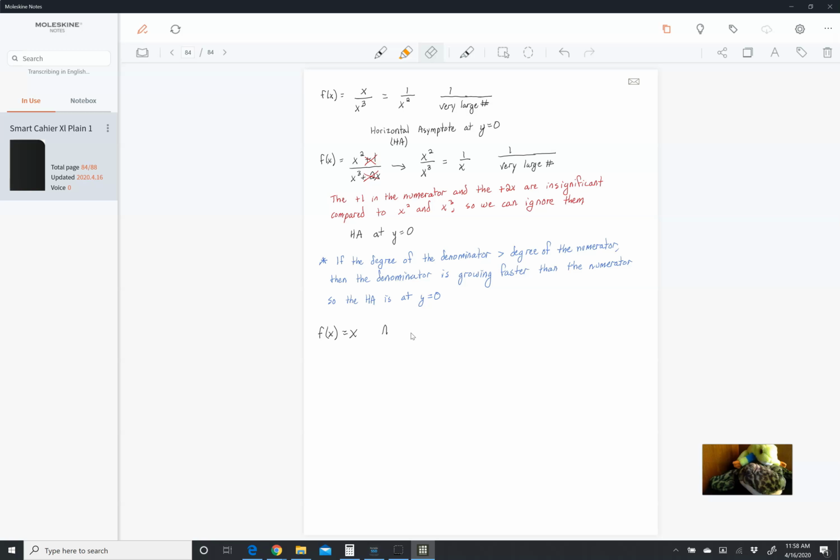So here, as x gets very, very large, so does y. Y doesn't approach anything here. It just gets really, really large. So there is no horizontal asymptote.